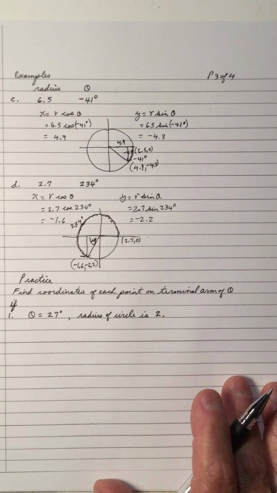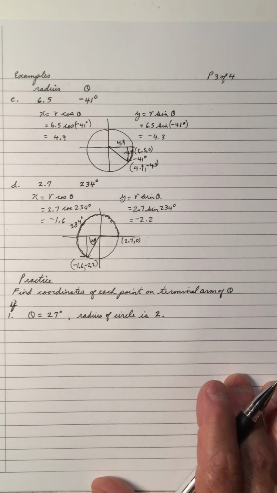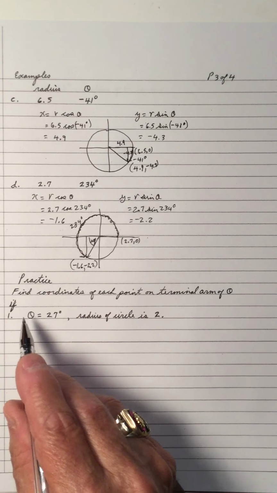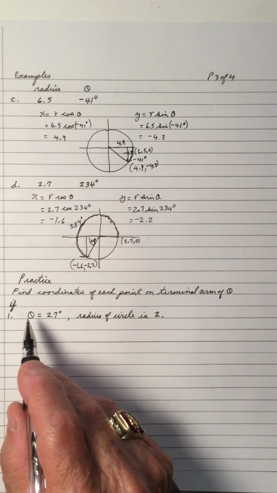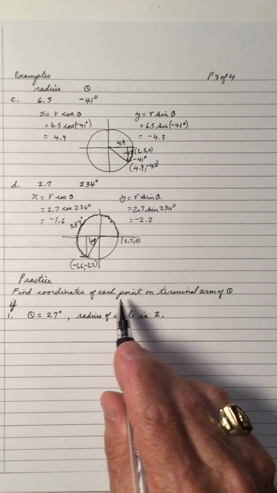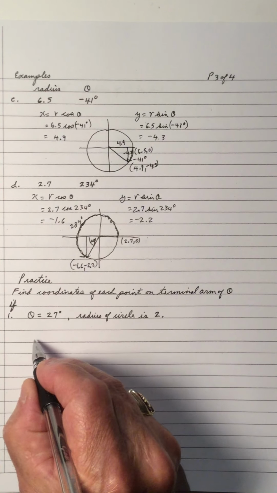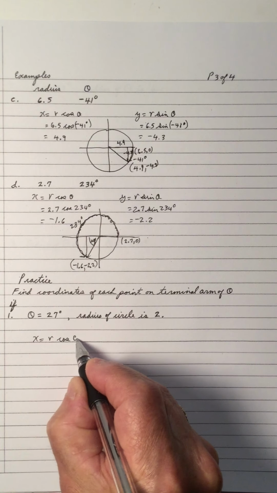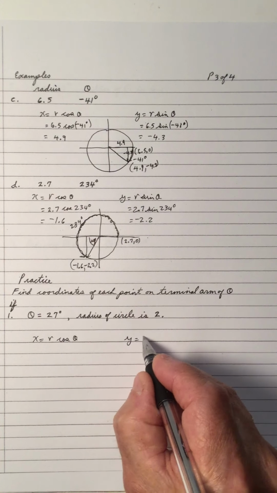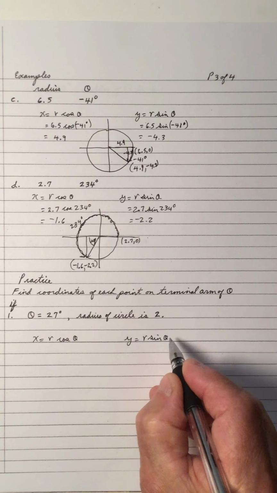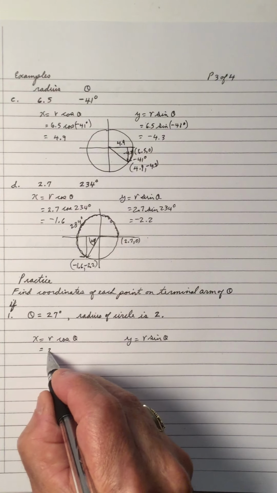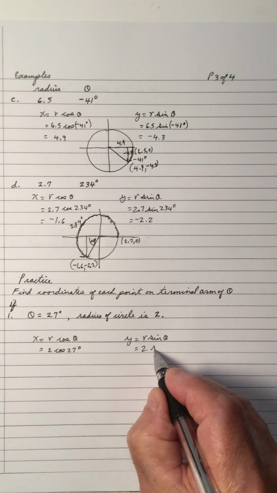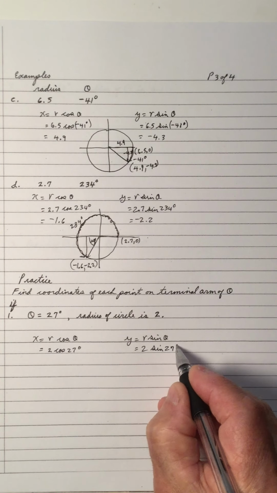So we've worked those out. So now I give you some practice to do. Let's see if you can work these out. Pause the video and see if you can work the ones I'm going to do now. Practice. Find the coordinates of each point on the terminal arm of theta. So we have x is equal to r cos theta, and y is equal to r sine theta. So the radius of the circle is 2, cos 27. The radius is 2, and it's the sine of 27.